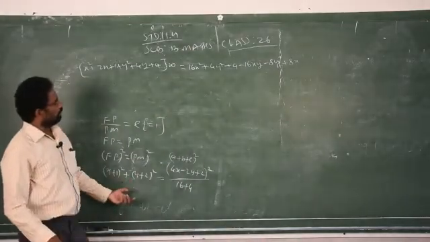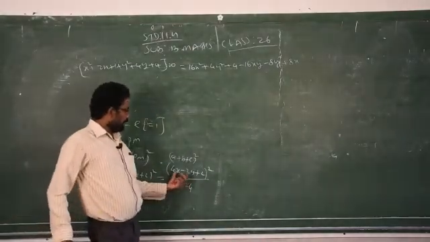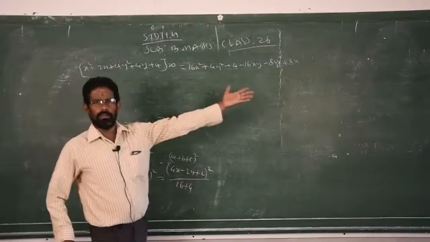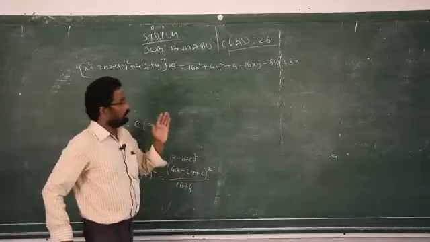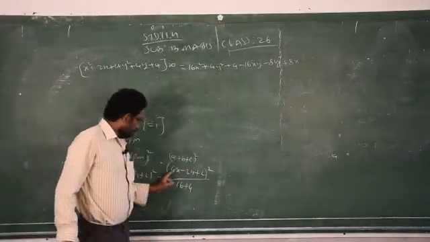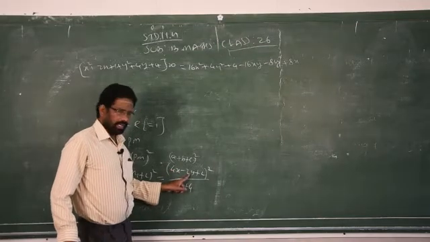Clear? So, this is the way of expanding by using (a + b + c) the whole square. If you know the formula, you can apply it. Suppose you don't know the formula, you have to square all the 3 terms like this.